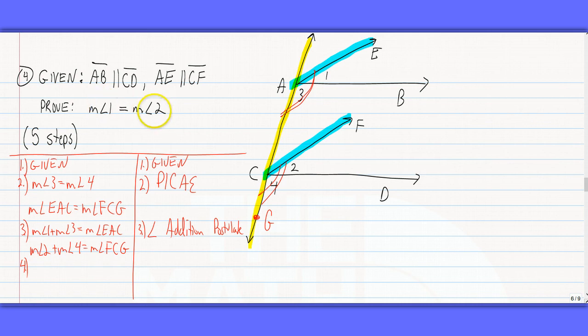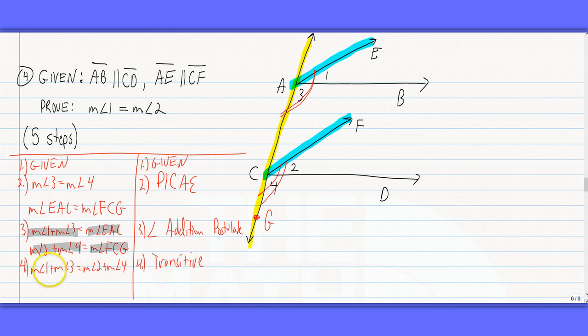So now the important pieces have been brought into the proof, and we're going to do some connecting here. Angle 1 plus angle 3 is equal to angle EAC. EAC was equal to FCG. FCG is equal to 2 plus 4. So we're not modifying any expressions or any binomials. We're keeping them the same. 1 plus 3 equals EAC, which equals FCG, which equals 2 plus 4. So we can say the measure of angle 1 plus the measure of angle 3 is equal to the measure of angle 2 plus the measure of angle 4, and that is transitive.